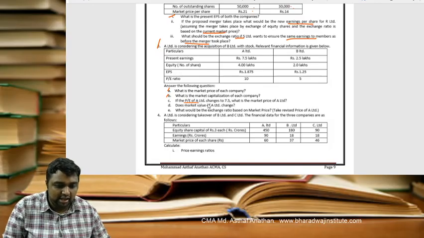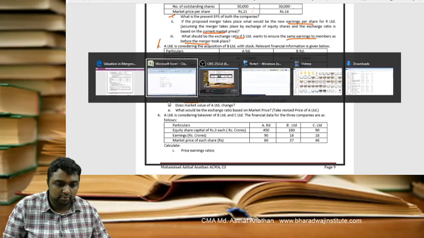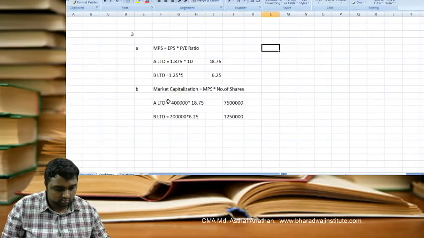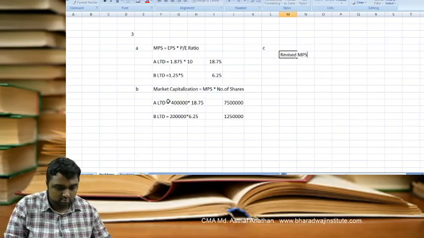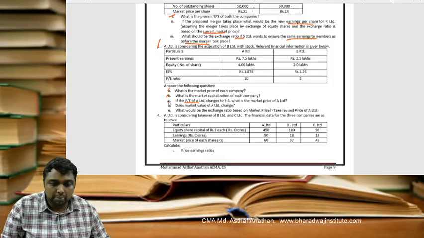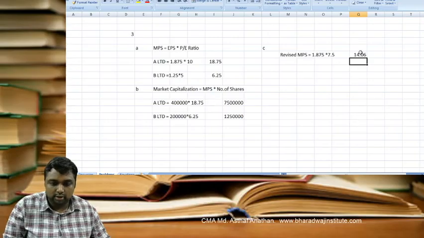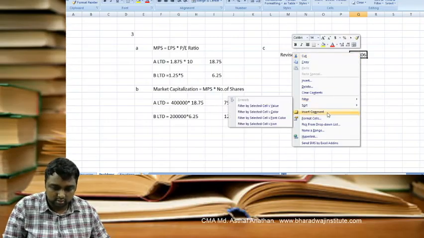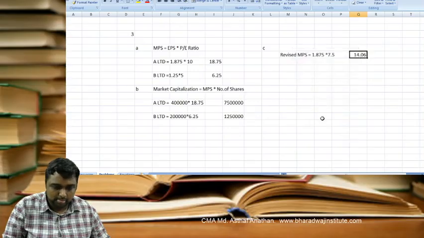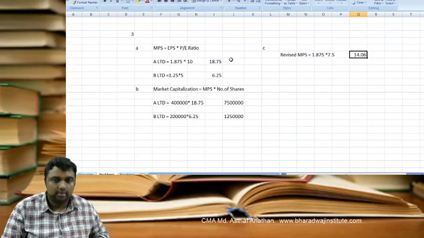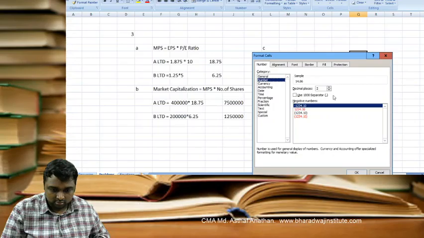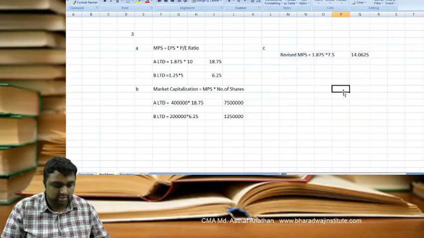If the PE of A Limited changes to 7.5, what is the revised market price? So EPS is not changing. EPS is 1.875, but PE changes to 7.5. What is the answer? 14.06. Let us see any other decimals out there. 14.0625.